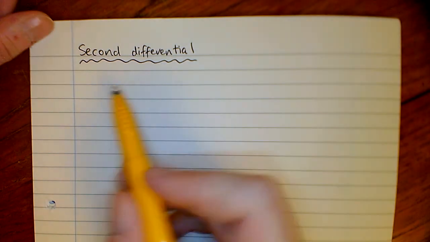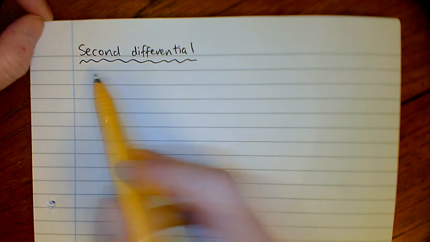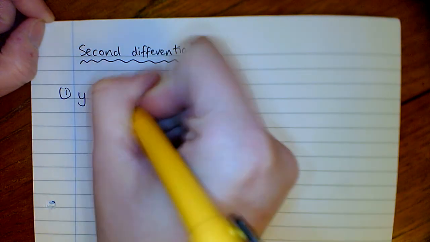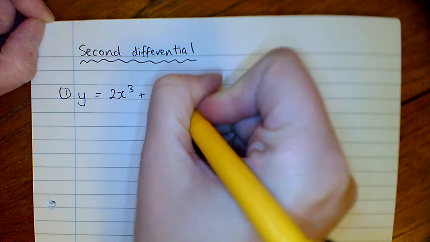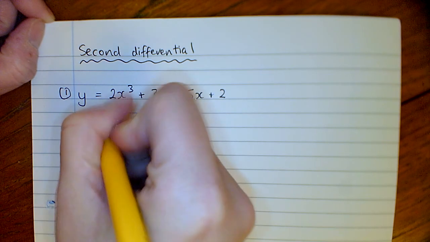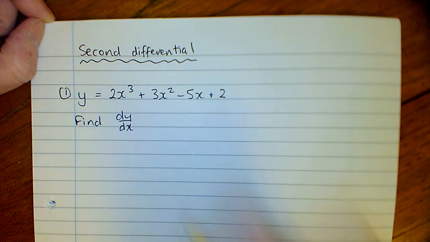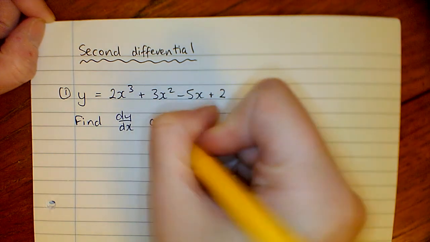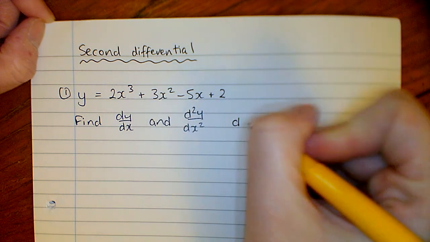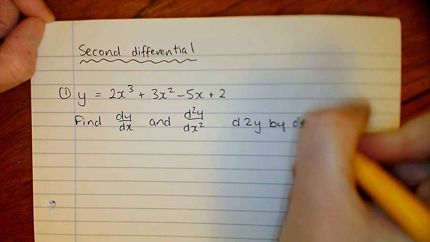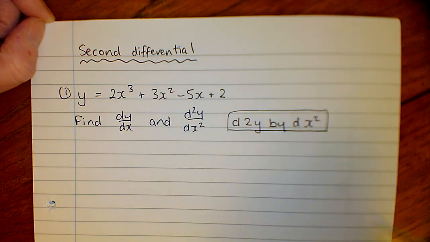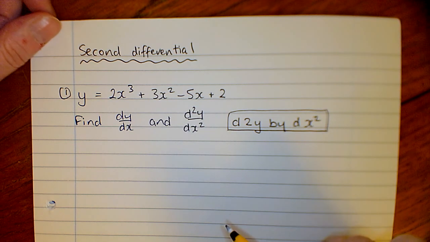Okay, so we will have some questions now where we'll have to differentiate twice, so we get a thing called the second differential. So y equals 2x cubed plus 3x squared minus 5x plus 2, and we're asked to find dy by dx, which is the first differential, and now this is called d2y by dx squared. Okay, so that's how we say that, d2y by dx squared, and that's the second differential.